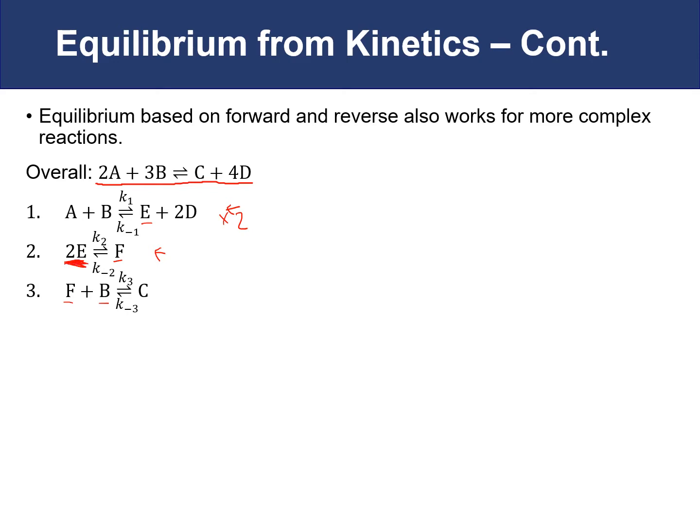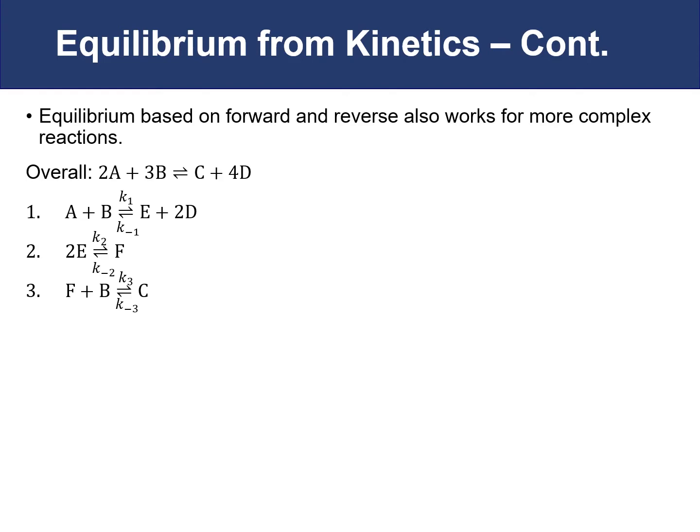So if we take our process here for step 1 and double everything, that would be 2A plus 2B goes to 2E plus 4D. That gets us our 2A, it gets us our 4D, and it gets us one of our 3 B's. The 2 E's produce an F. That F consumes another B. That would get us all the B's that we need. And it produces 1 C. So we end up with our overall balanced chemical equation.